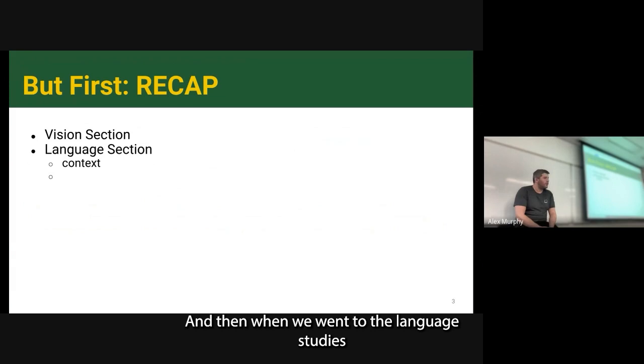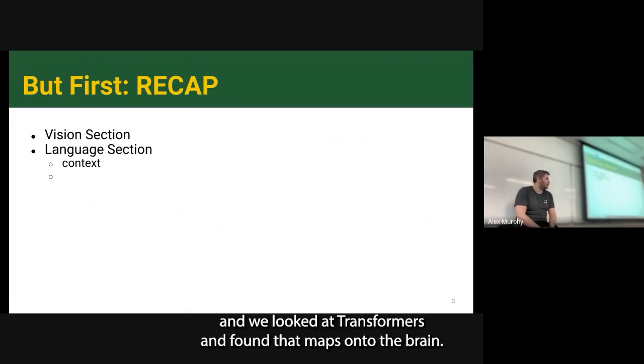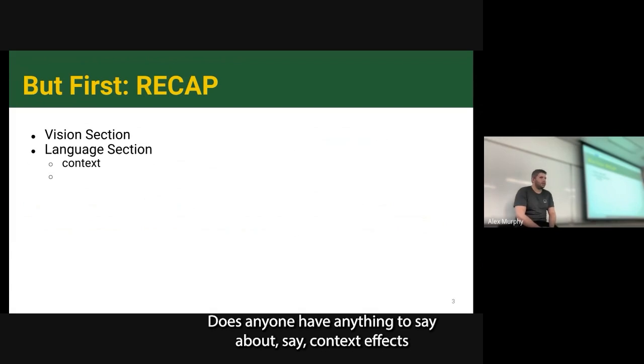And then, when we moved to the language studies, we looked at recurrent neural networks and we looked at transformers and found the mappings onto the brain. Does anyone have anything they want to say about, say, context effects or anything like this?